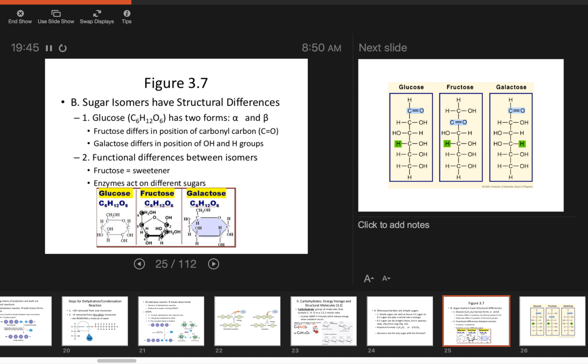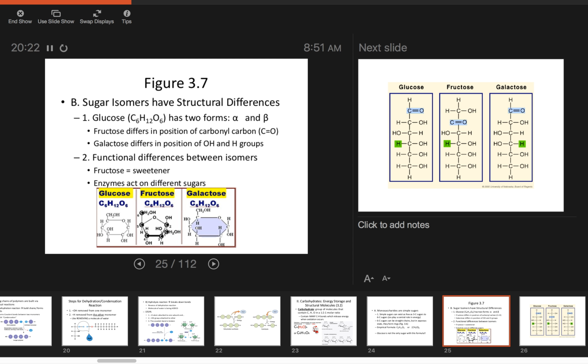The other structural isomers are fructose and galactose, and the only difference between these 3 right here is that with fructose the carbonyl carbon is in a different place, and in galactose, the hydroxyl and the H groups are in a different place. I do have the structural isomers pictured at the bottom here. Here's what glucose looks like. 1, 2, 3, 4, 5, 6 carbons, and then this is an oxygen, and you can count them all up. It will be C6H12O6.